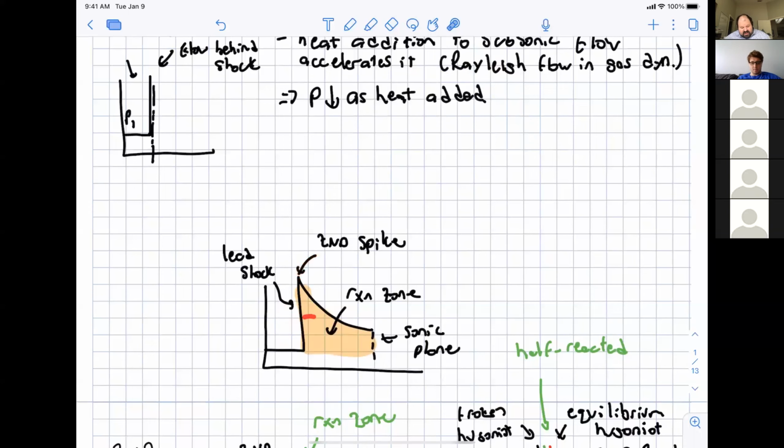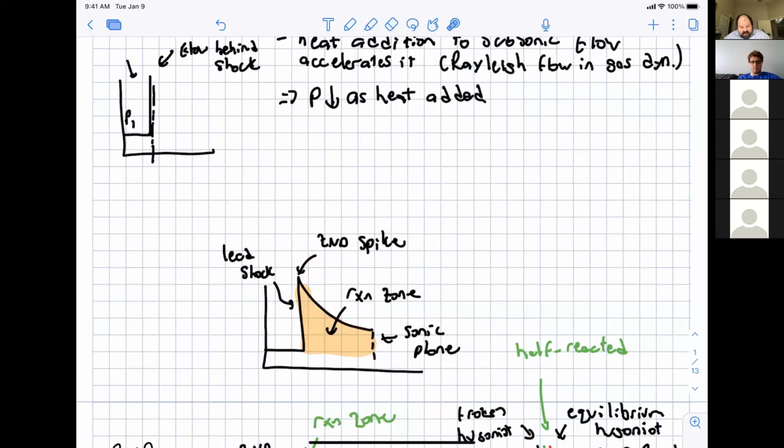Then after a short period of time, due to the massive increase of temperature behind the shock wave, the temperature becomes high enough for the molecules to start to chemically react, and you get a so-called reaction zone. For the Chapman-Jouguet detonation, you have a sonic plane right here, and the sonic plane coincides with the exact point where the burning stops.